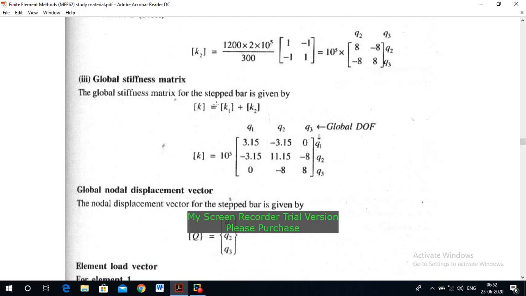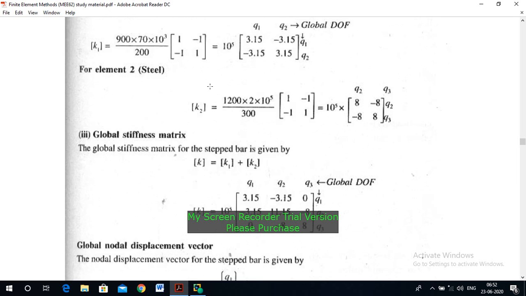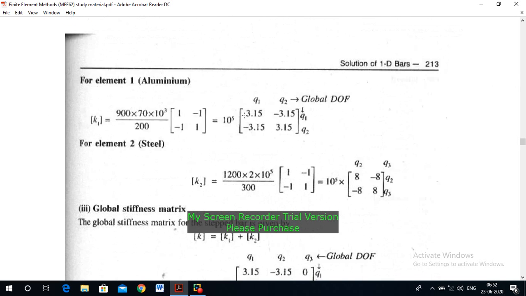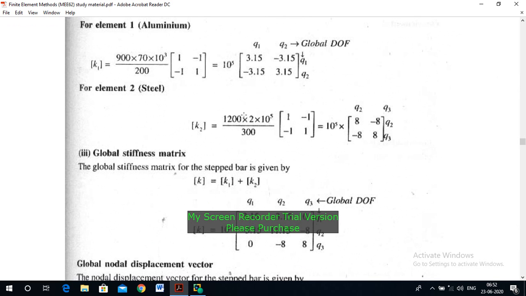Next, the global stiffness matrix. The global stiffness matrix for the stepped bar is given by K is equal to K1 plus K2. Therefore, K is equal to 10 power 5 outside, since it is common in both matrix 1 and 2. Since the given problem is a stepped bar consisting of 3 nodes, we will get the global stiffness matrix of order 3 cross 3, and it is a symmetric matrix. Draw 3 rows and 3 columns and do the numbering 1 2 3.